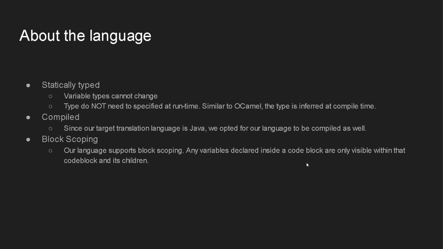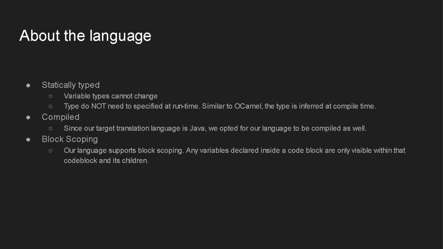About our language. If you're familiar with C or C++, J is exactly what it sounds like. There is no memory management, there are no arrays, there are no strings. It is C minus at its best. But our language is statically typed, so types cannot change. If you declare x to be a number, x cannot later become a Boolean or a string.